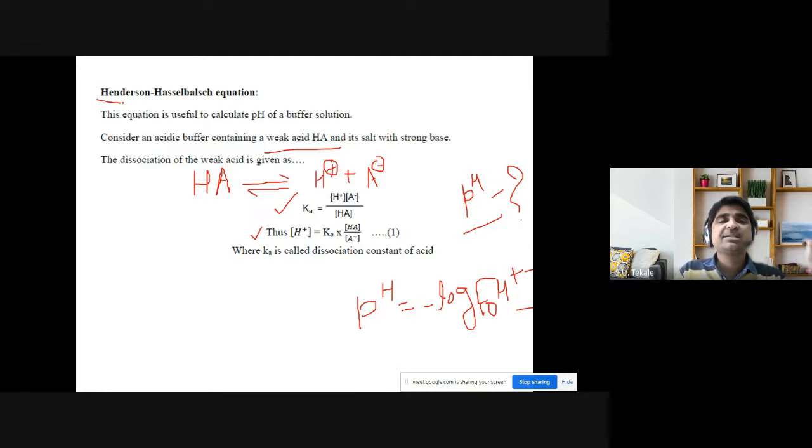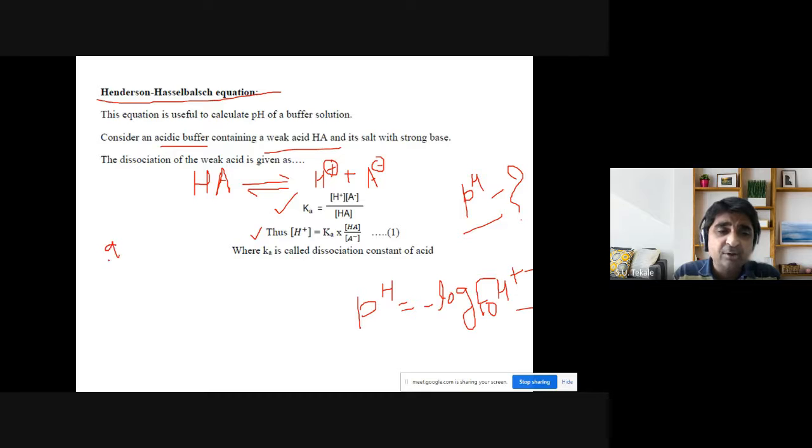So here, in order to understand this Henderson-Hasselbalch equation, what have we considered? We considered an acidic buffer. That acidic buffer has a weak electrolyte, that is a weak acid. So if HA is the weak acid, it will dissociate into H plus and A minus. A minus is in general the anionic part. So the dissociation constant for this acid will be given as concentration of H plus into concentration of A minus divided by concentration of HA. And therefore from this we can do cross multiplication.